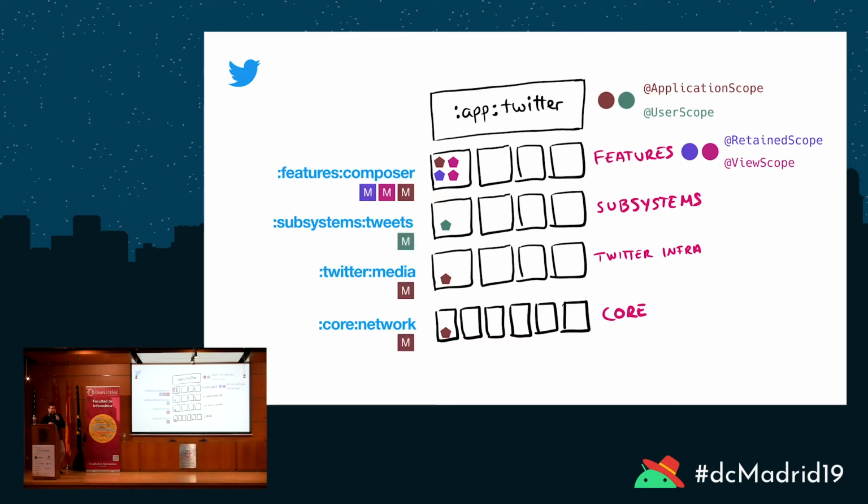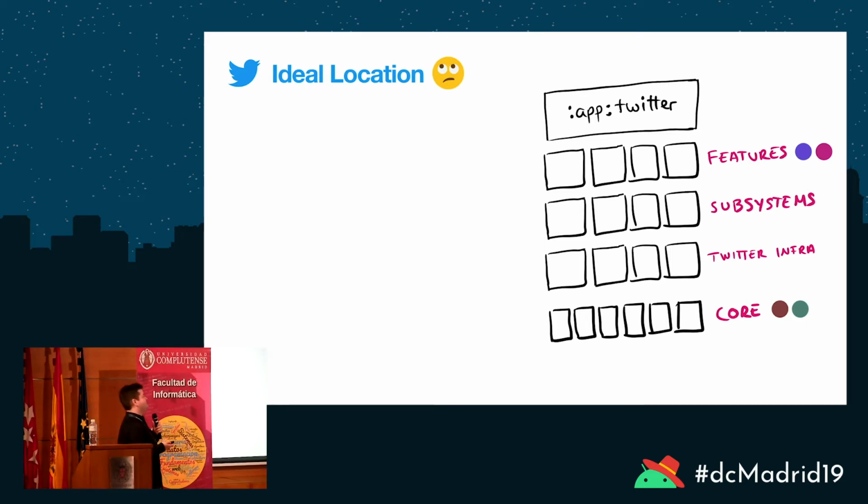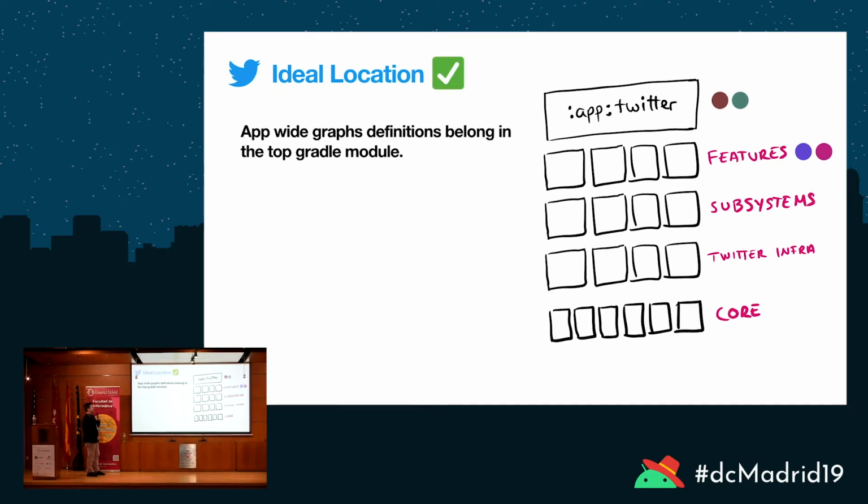When we talk about these bindings being spread out, we kind of imply that the modules are also spread out, because some bindings might be defined with @inject annotations, but some others are going to be defined with @provides or @binds. So our first naive distribution of graphs looks like this, but we've seen that it doesn't really work if you have a modular app. So the ideal location naturally becomes that the app-wide graph definitions, like application or user, have to get moved up.